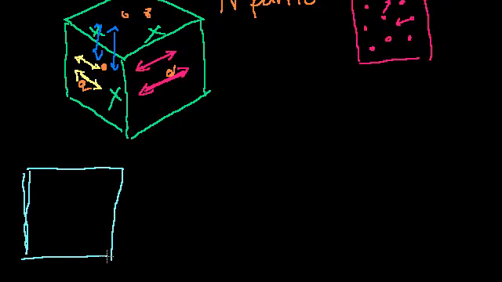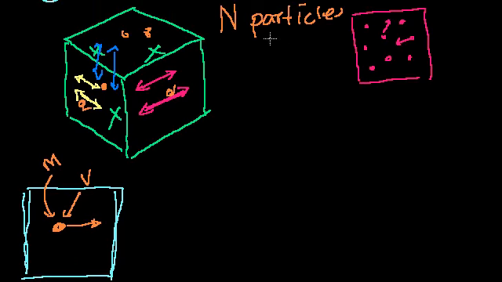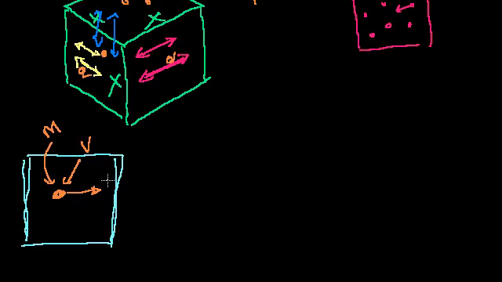And let's just study one particle. Maybe I should have done it in green. But let's say I have one particle. It has some mass m and some velocity v, some particle right there. And this is one of the capital N particles in my system, but what I'm curious is how much pressure does this particle exert on this wall right here?